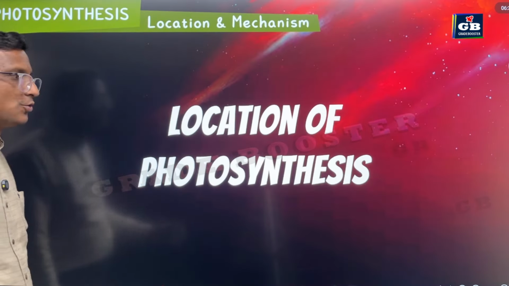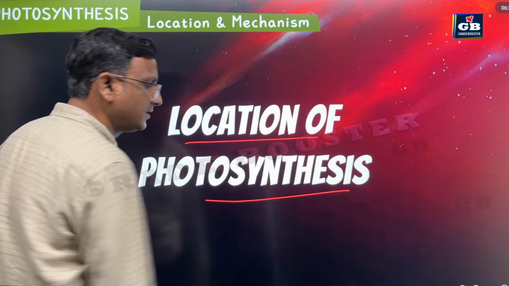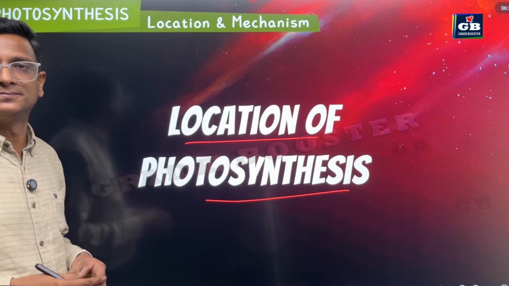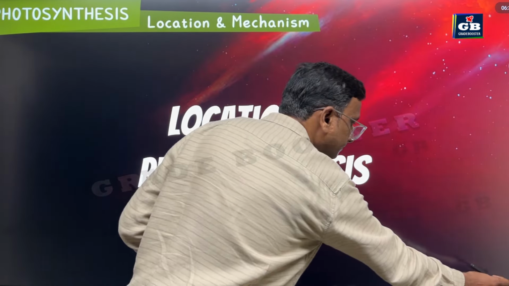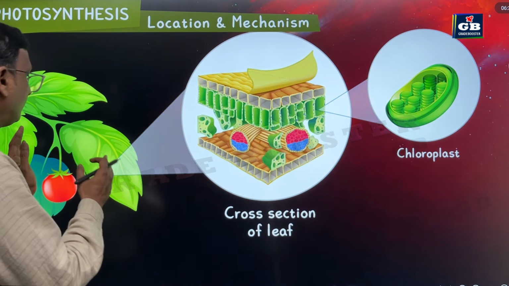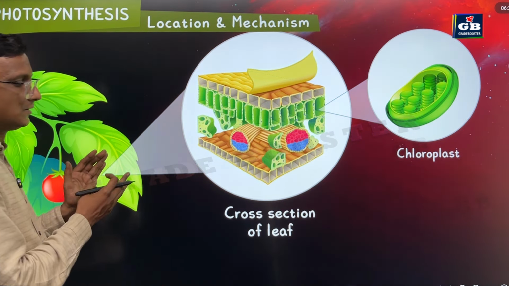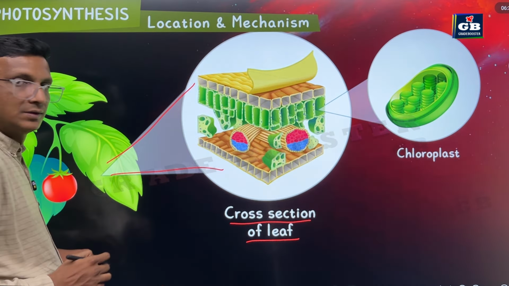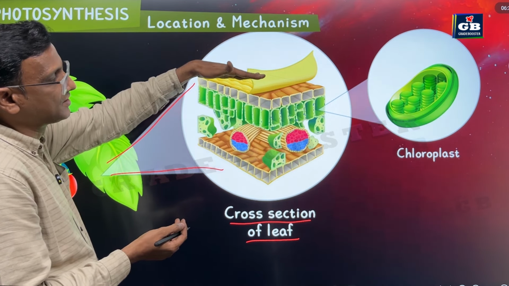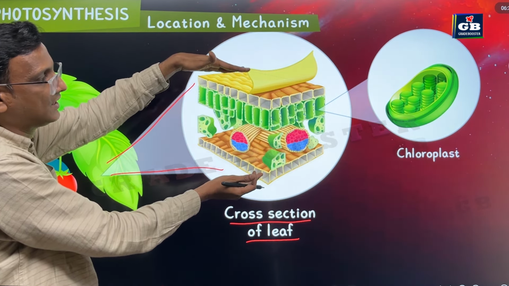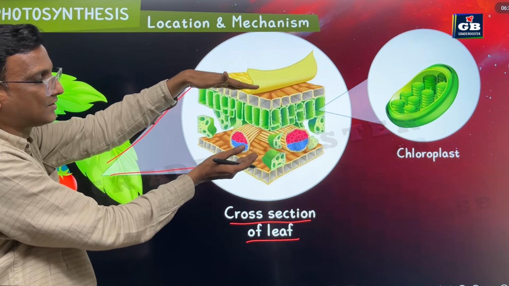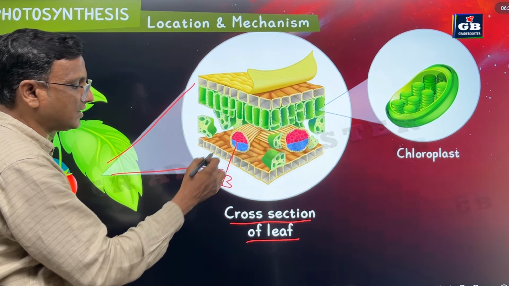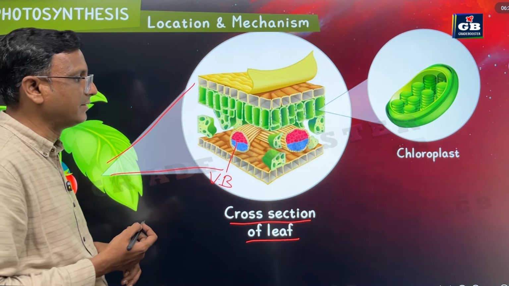Now, let us look at the location of photosynthesis. Location means at which part of the leaf the photosynthesis takes place. Here we have a leaf, and this is the cross section of the leaf. If we cut the leaf, this is the upper surface and this is the lower surface. In between the upper and lower surface, there are many cells packed inside. These are the vascular bundles, which conduct water and minerals, like xylem and phloem.